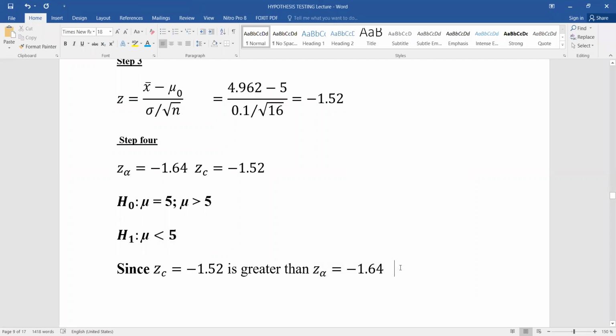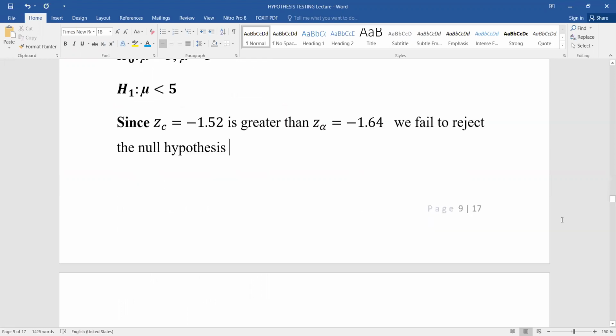But in statistics, we don't say we accept the null hypothesis. What we say is, we fail to reject the null hypothesis. It's the same thing, but in our language, we can never accept the null hypothesis. We just say we fail to reject the null hypothesis.